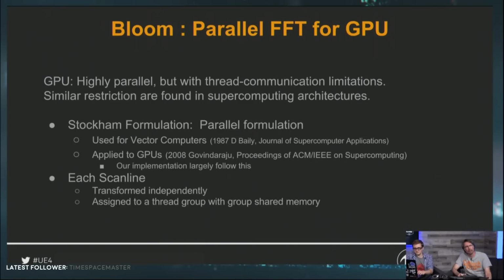And under the hood, for those of you who are interested in compute shaders, each scan line in an image is transformed independently. It transforms a scan line, a scan line, a scan line, and each scan line is managed by a thread group. And within a thread group, there's group shared memory, so it can trade off information.